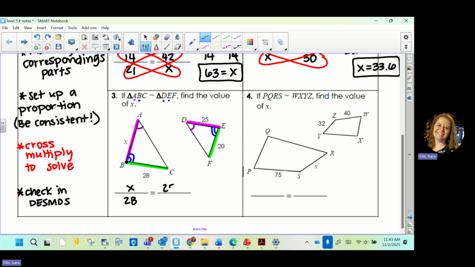If you put 20 over 25, you're going to get it wrong since we did X over 28. You have to be consistent. That's why it's important to mark those corresponding sides. Now here's what I mean.